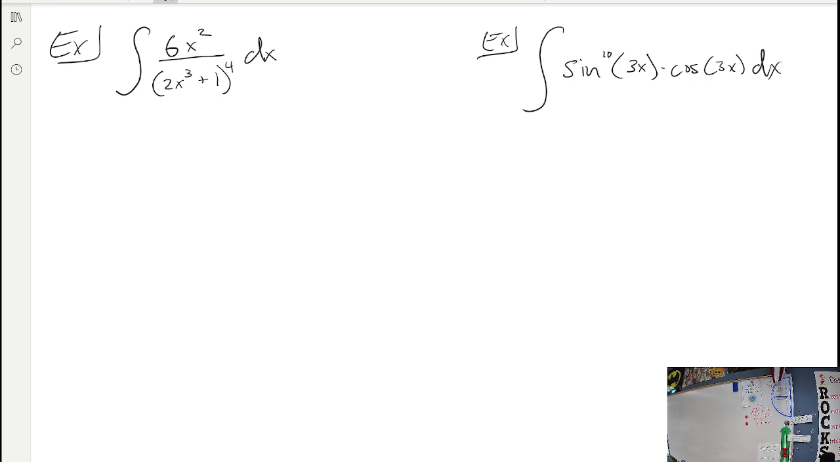Like earlier when we did x squared, the antiderivative of x squared was x to the third over 3, right? I got stuck on here. You have to do something with that U to the fourth. Do the antiderivative of that.